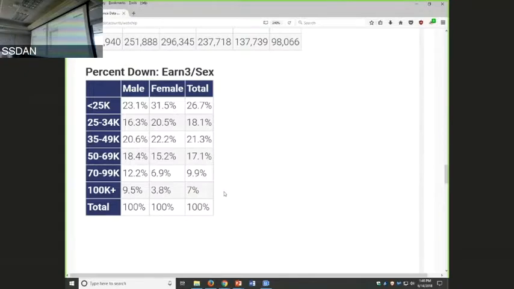Anyone come from a state that's more diverse than the U.S. overall? Pardon? California? Yeah. So it's Florida.